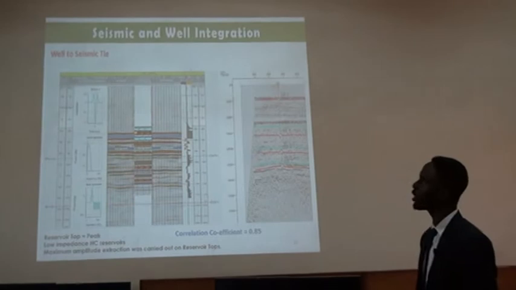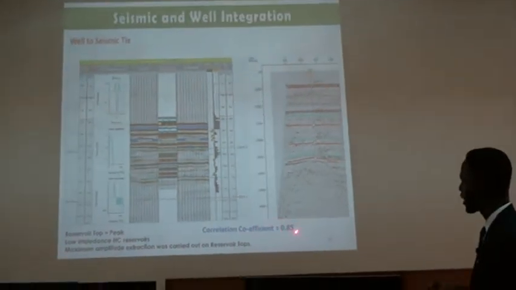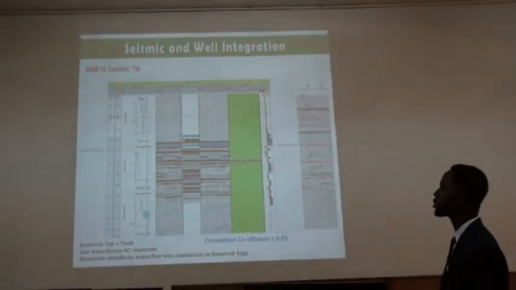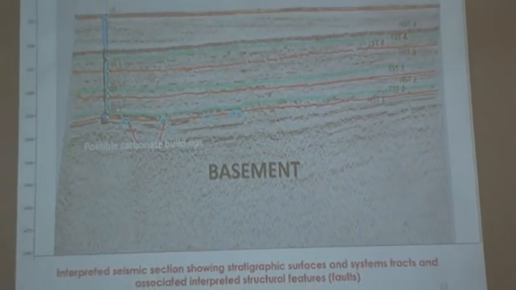Slide 22 here shows a well to seismic integration, and this was done by convolving our reflectivity coefficients with our reflection wavelet. We got a good enough correlation coefficient of 0.85, as can be seen here, and this was used to pick reflectors that matched our maximum flooding surface, for example, and we also went on to carry out the same method for our reservoir top and our intermediate reservoir top. We found that the reservoir tops should be picked on peaks, and maximum amplitude extraction was carried out as a result. Now this information was carried on to the seismic based on the well to seismic tie.